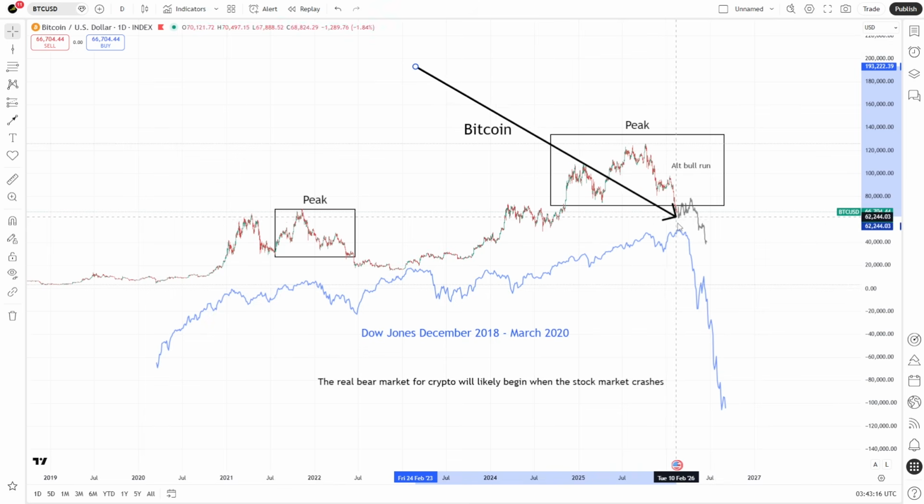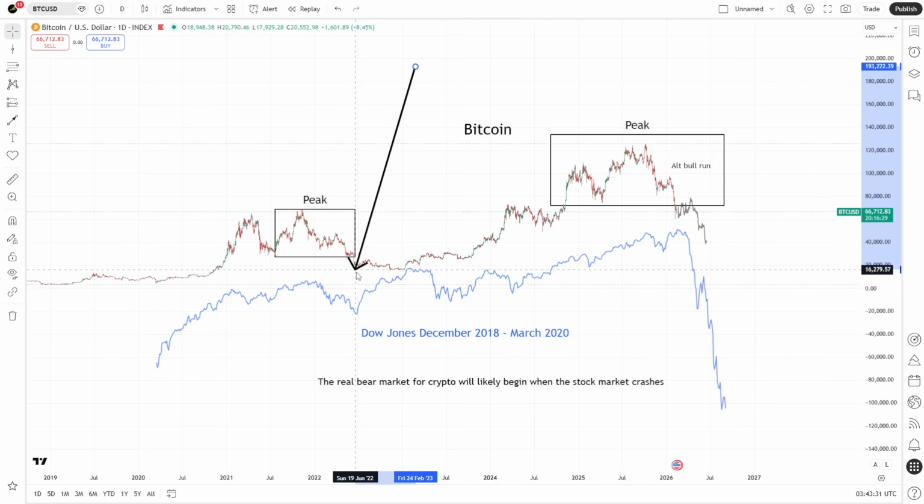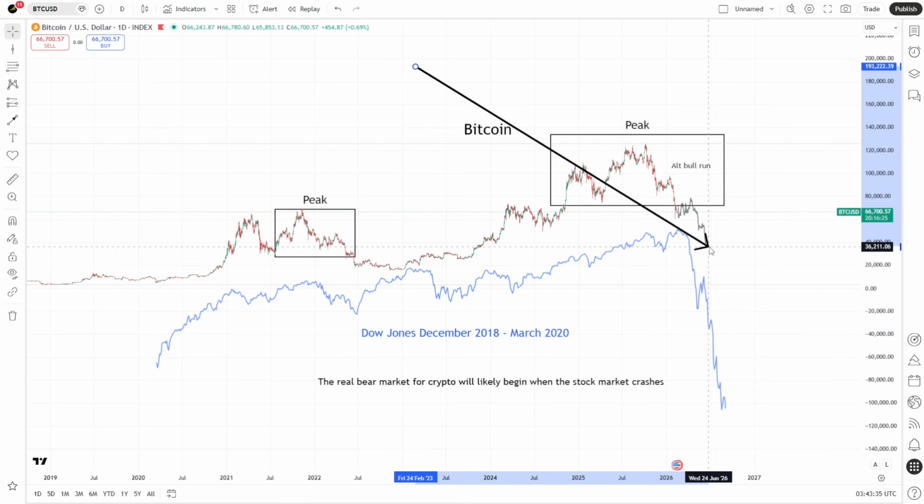This would also align with a retrace and potentially an altcoin bull run during the euphoric peak that is taking place in the stock market before the real decline begins in the stock market, which would be the next wave down on the Bitcoin chart. Now, I don't know how intense this next wave down would be. We'll have to find out. But that is my thesis.